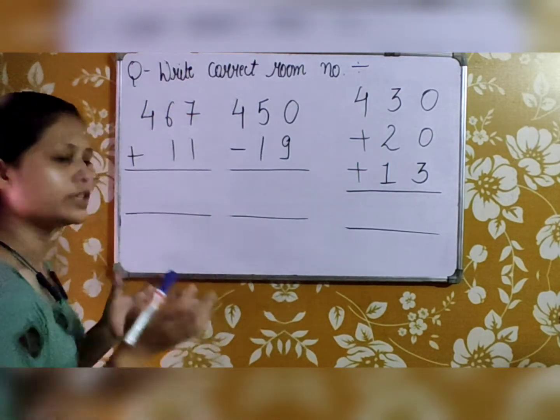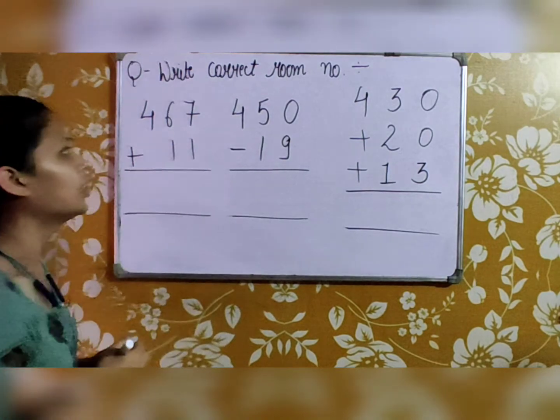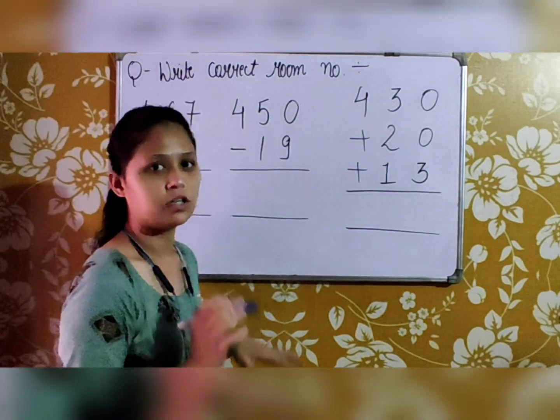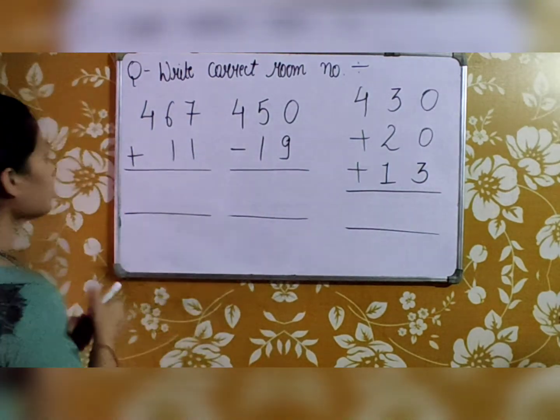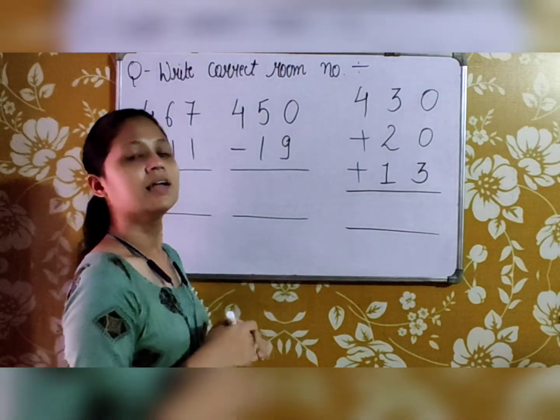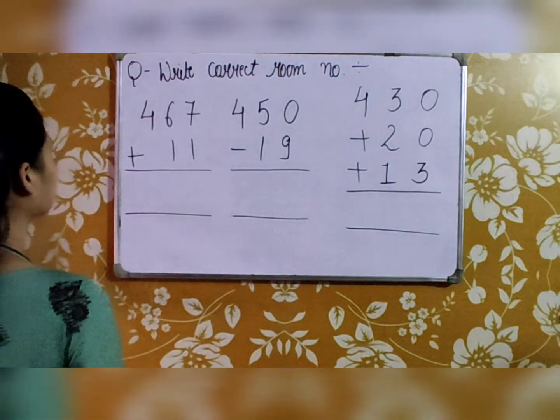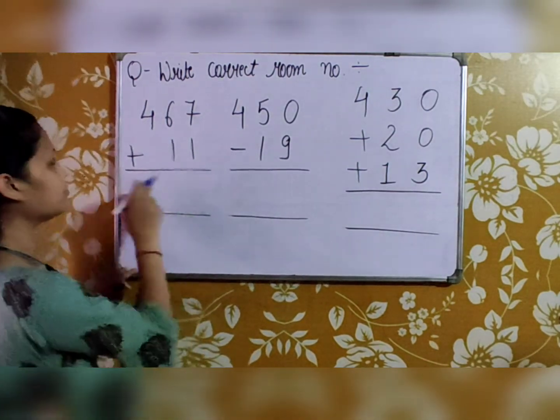So what you will do is solve them, find the answer, and circle that number that is given in the table in your book.